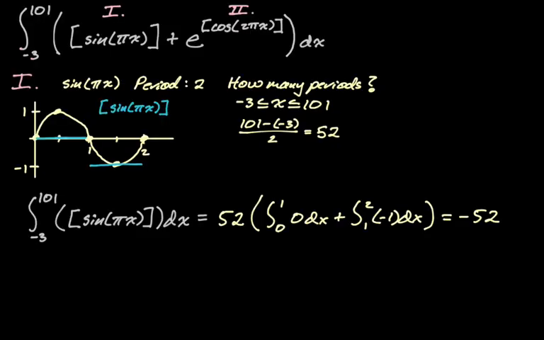So the second integral, let me go back for a second, is going to be from negative 3 to 101, e to the greatest integer of cosine of 2 pi x. So that's what we're doing. So cosine of 2 pi x is important, and we want to figure out what's going on there. So the period is 2 pi over 2 pi. The period is 1 this time. So if we had 52 periods last time, we're going to have 104 this time. I'm going to go through and do the work anyway, but think that way.